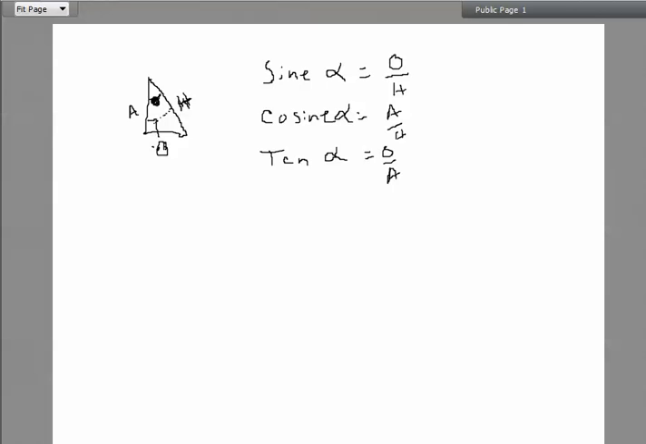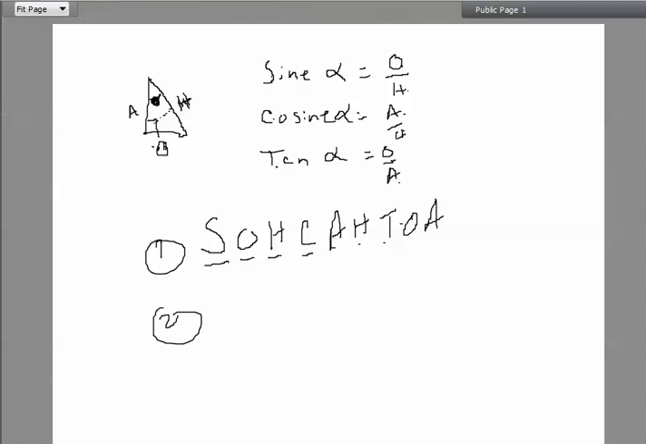One way of doing that is by remembering SOHCAHTOA. Mr. Greene, what is that? Well, that's an Indian name. SOHCAHTOA. And where does it come from? Sine is the opposite over the hypotenuse. Cosine, the adjacent over the hypotenuse. Tangent, opposite over the adjacent. If you don't want to memorize this one, there are others.